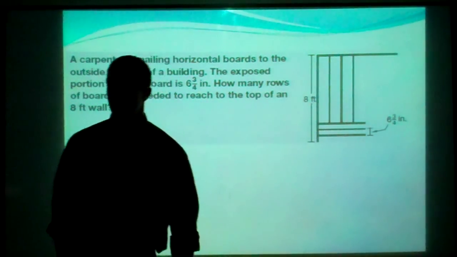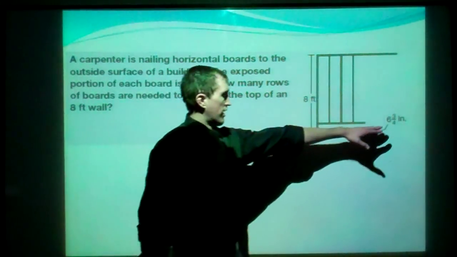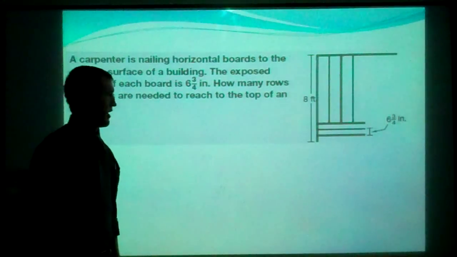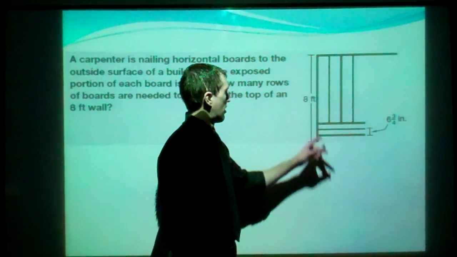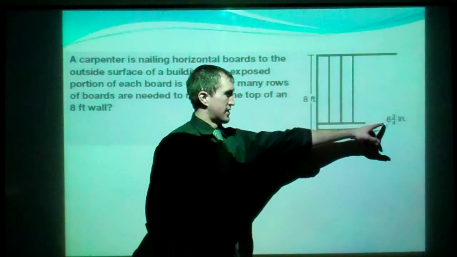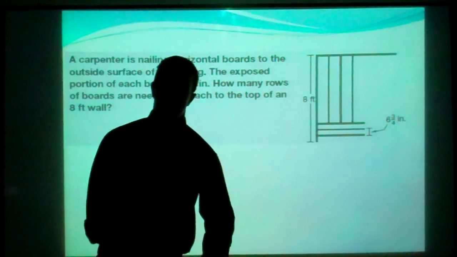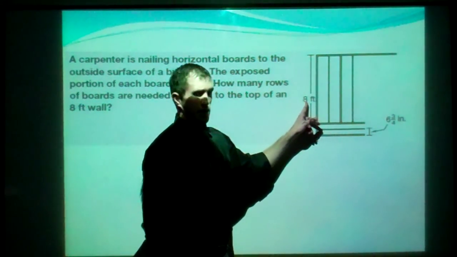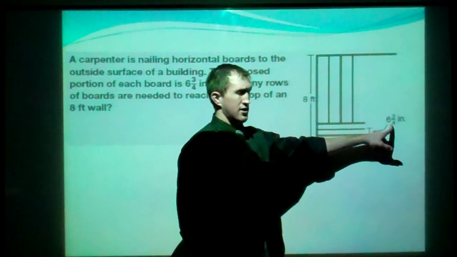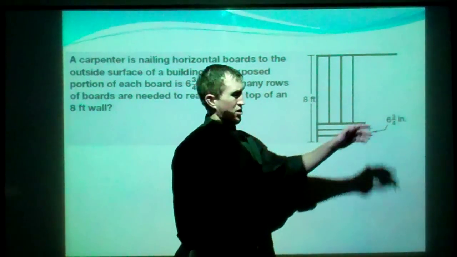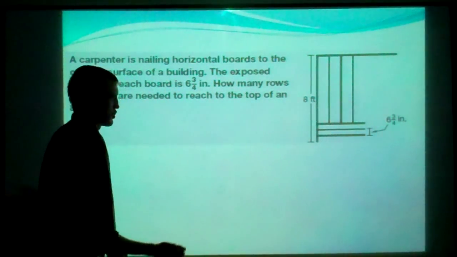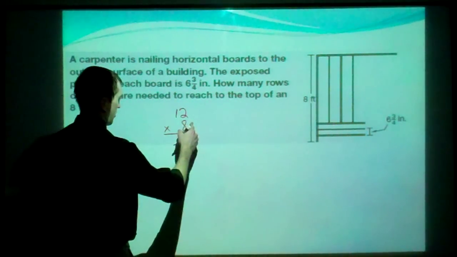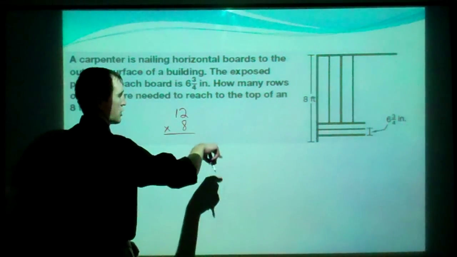This is a classic division problem. We want to see how many of these fit into 8 feet. Now our big problem right away is that we need to get into the right units. We have 8 feet and we have 6 3/4 inches. So we want to get everything into the same units. What I'd recommend is turning 8 feet into inches, because turning this into feet is not as easy. We know that there are 12 inches in a foot. So 12 times 8 should give us how many inches we have there.